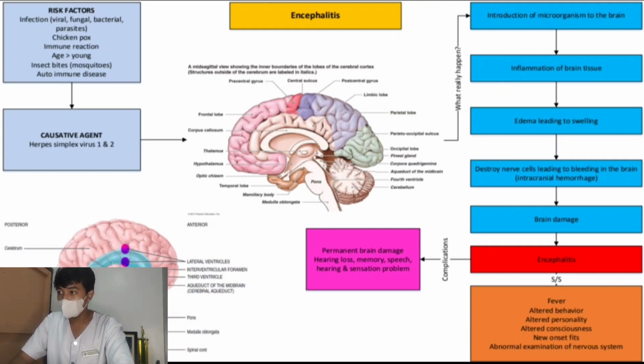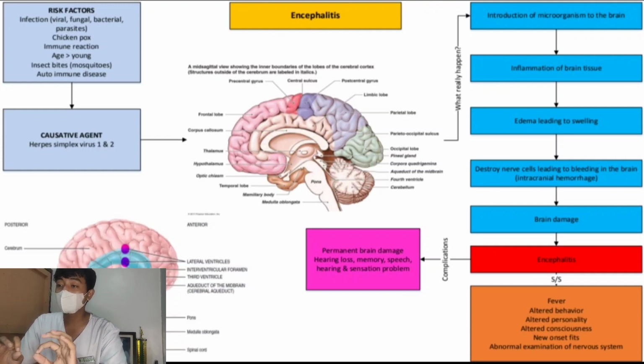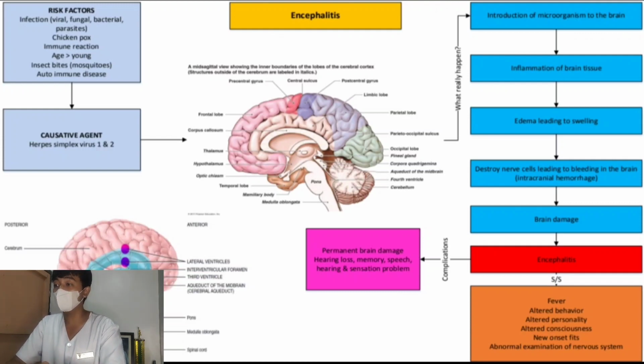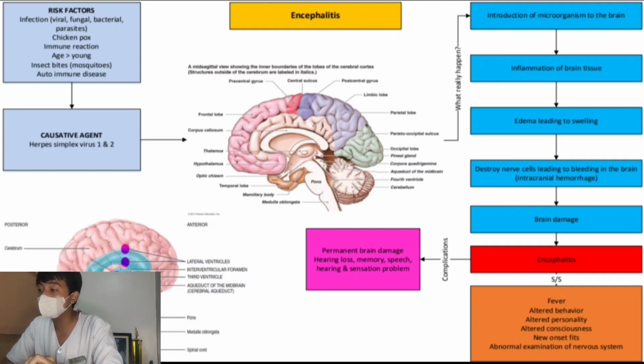Risk factors: infection, viral, fungal, bacterial, parasites, chickenpox, immune reaction, age, insect bites, mosquitoes, or autoimmune disease. The causative agent is herpes simplex virus 1 and 2. So what really happens? Introduction of microorganisms to the brain leads to inflammation of the brain tissue, and edema leading to swelling, which destroys the cells, leading to bleeding in the brain, intracranial hemorrhage, and brain damage that leads to encephalitis.